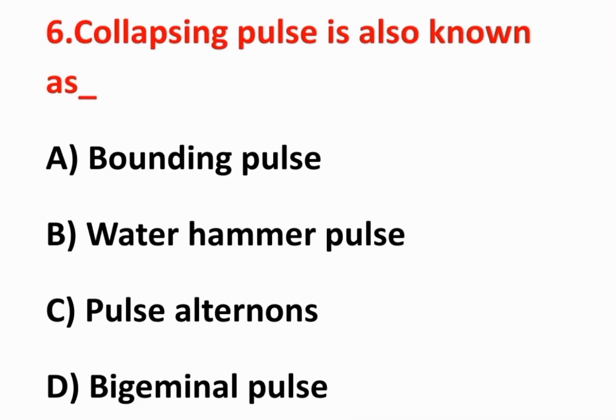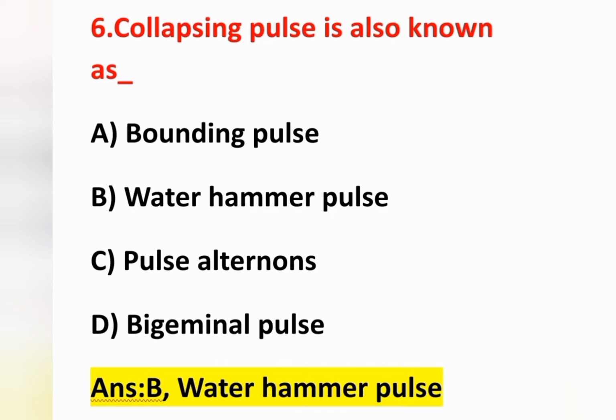The next question, collapsing pulse is also known as. Options are option A, bounding pulse, option B, water hammer pulse, option C, pulsus alternans, option D, bigeminal pulse. Here correct answer is option B, water hammer pulse. This collapsing pulse is also known as water hammer pulse or Corrigan's pulse.